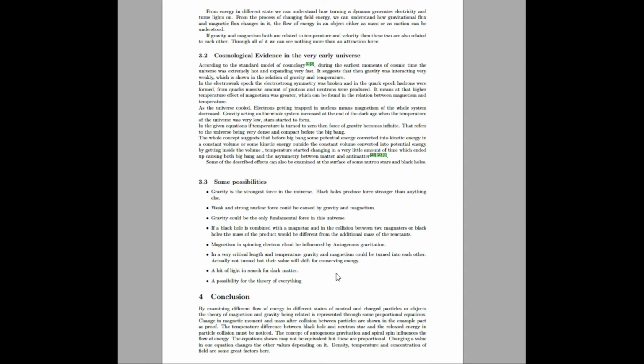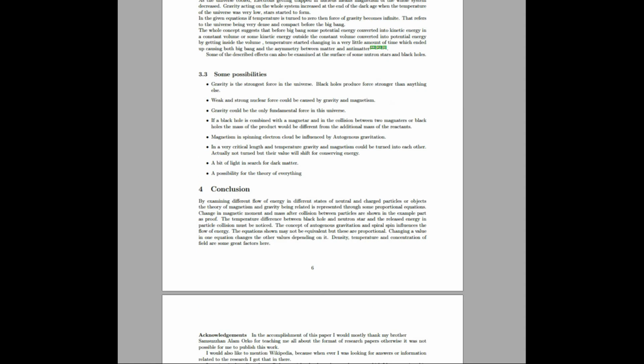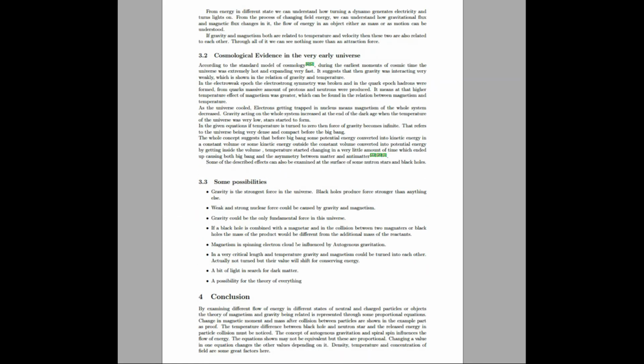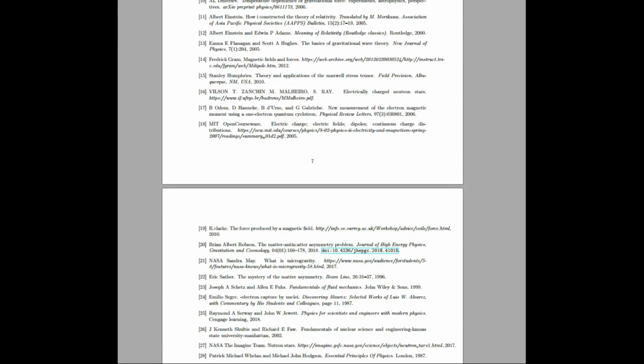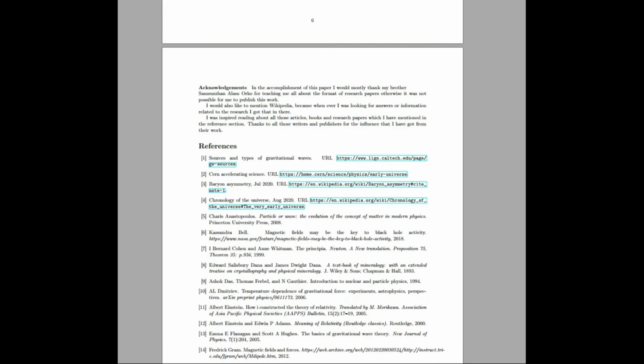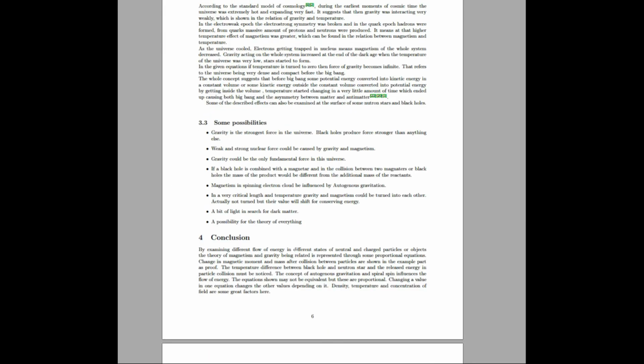Okay, I've shown some possibilities. I don't know if these are real or not. I don't really know. Okay, how many citations? I have 33 citations. Most of them are based on some internet resources.